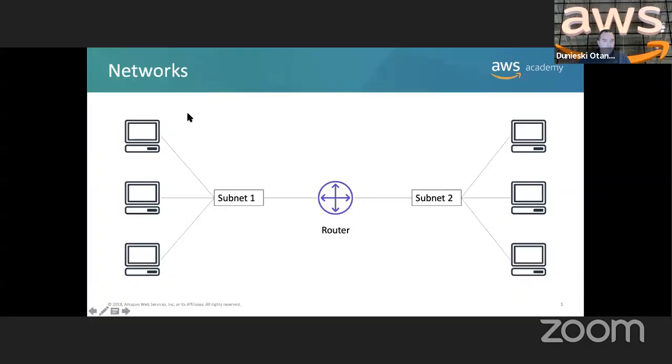Now, we have a network here, right? We have a router. The router is the one that connects networks. A switch would connect computers, a router would connect networks. So we have here subnet 1, subnet 2, and then we have 3 servers in every single section. A subnet is a section of a network. It's a fragment of a network.